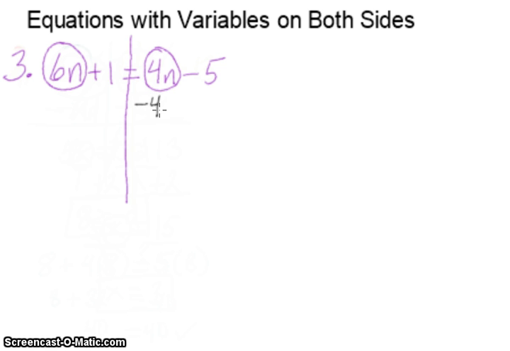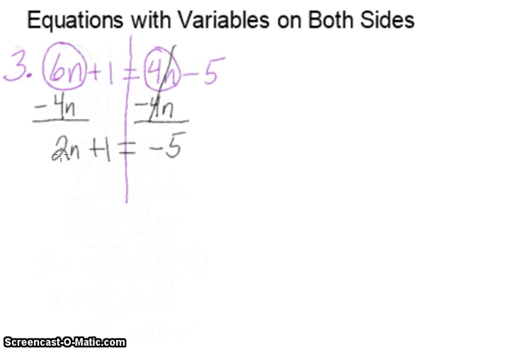So to eliminate it, it's a positive 4n, I will subtract 4n from both sides, because whatever I do to one side, I have to do to the other. So I'm going to take 4n away from here. So 6n minus 4n is 2n plus 1 equals, make sure we keep that subtraction sign with the 5. It makes it like a minus 5 right there, or a negative 5.